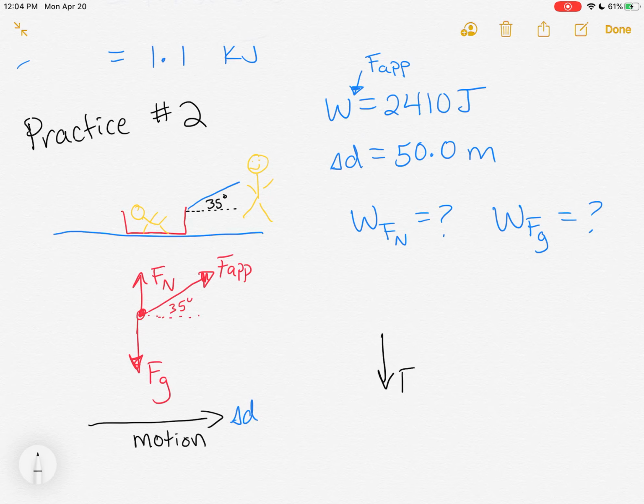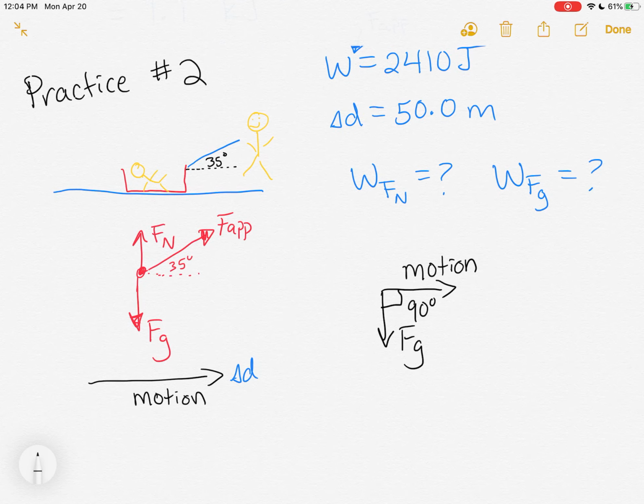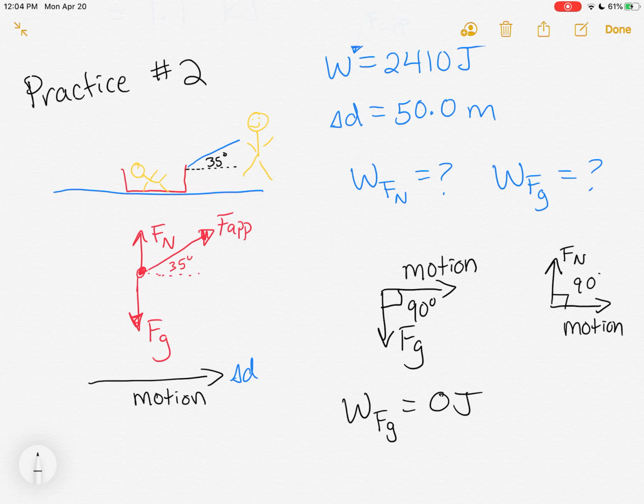But here's what I want to show you. If we were to line up the force of gravity with our motion, that angle would be 90 degrees. And when we have an angle of 90 degrees, we know the work is 0. Okay, if we did the same thing with our Fn, same thing's going to happen. We have an angle of 90 degrees, which means the work for our Fn is also 0 joules.